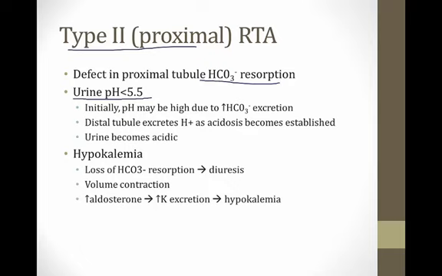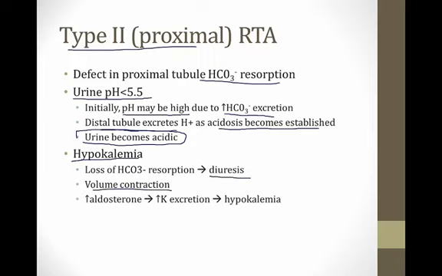So if you develop a type 2 RTA, initially the urine pH may be high because you're excreting a lot of bicarb, but then quickly the distal tubule is going to excrete H+ as the acidosis becomes established, and this will give you an acidic urine. You also get hypokalemia in a type 2 RTA. You lose bicarb resorption, and this results in a diuresis and a volume contraction, and that leads to high aldosterone levels, which promotes potassium excretion and hypokalemia.